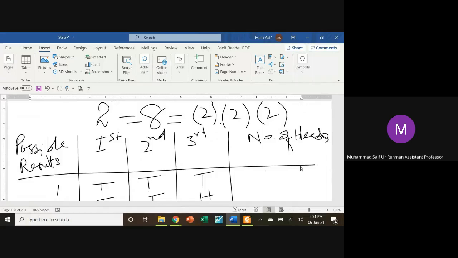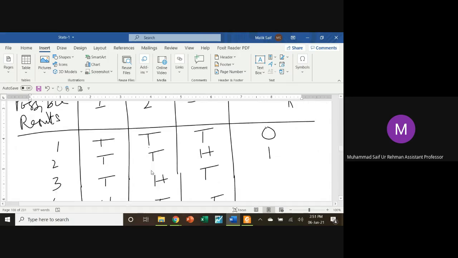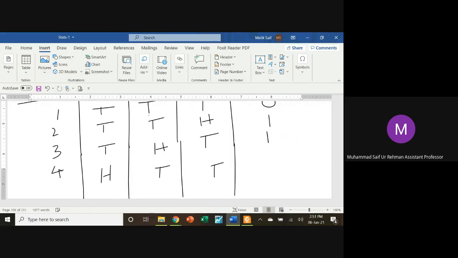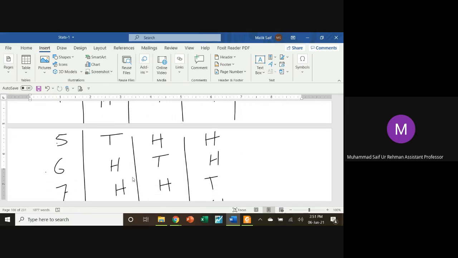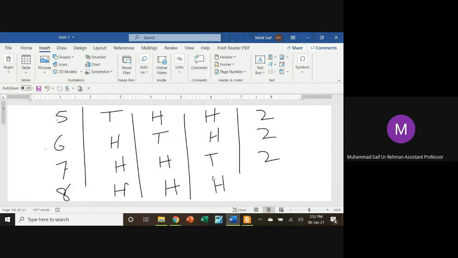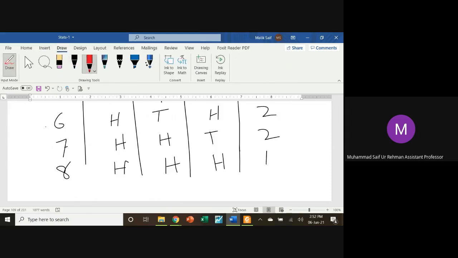So now you have to write down the number of heads because you are considering heads as your success. If you see the first result, tail, tail, tail, there is no head. So you may write down 0 heads. In the second, there is 1 head. In the third, 1 head is there again. Fourth, 1 head. And in the fifth trial, there are 2 heads. 6, 2 heads. 7, 2 heads. And in the eighth trial, 3 heads are there. So you will write down the table in this way.